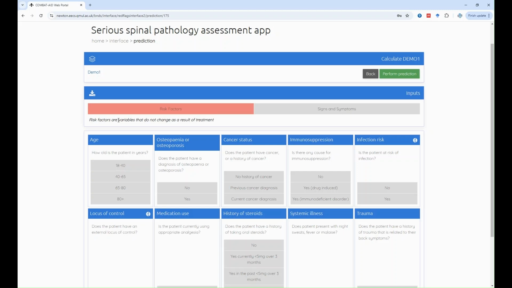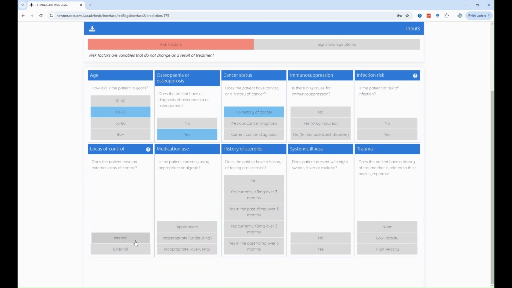This is our brand new interface for our serious spinal pathology assessment application. We can see on the front page that we start off with risk factors. We have a series of questions that have been designed by expert clinicians, all questions that are part of the usual clinical consultation for a patient with back pain.